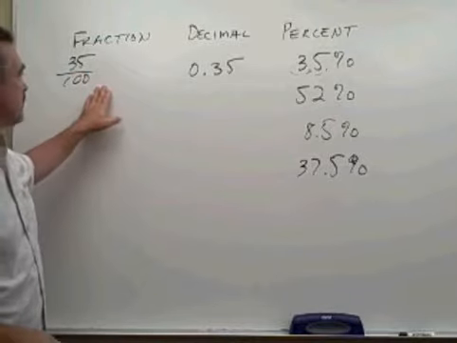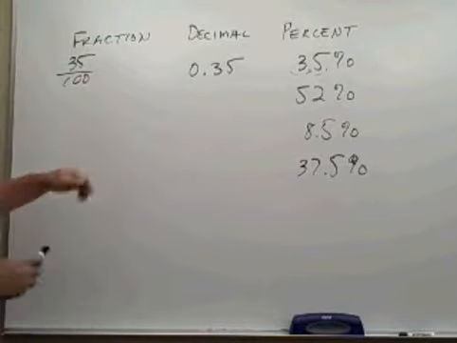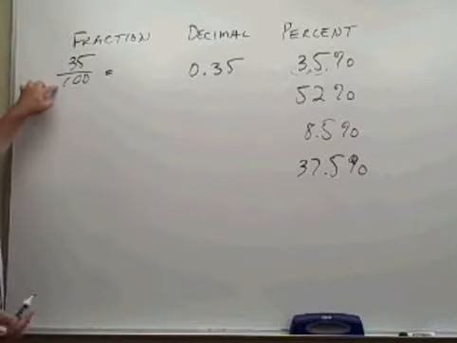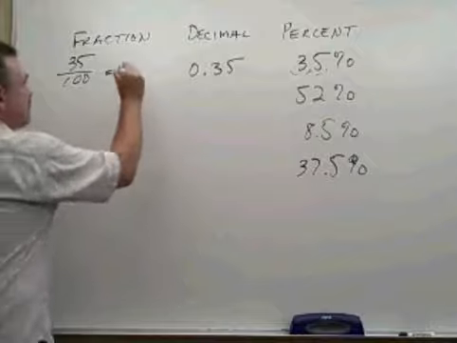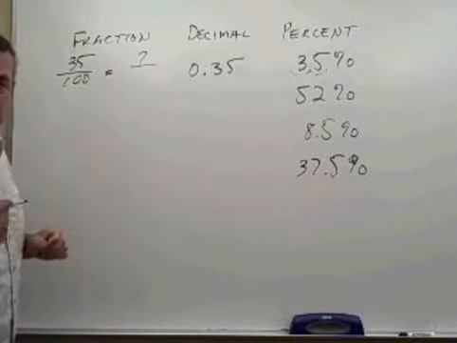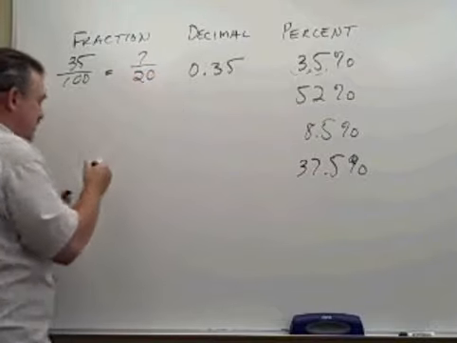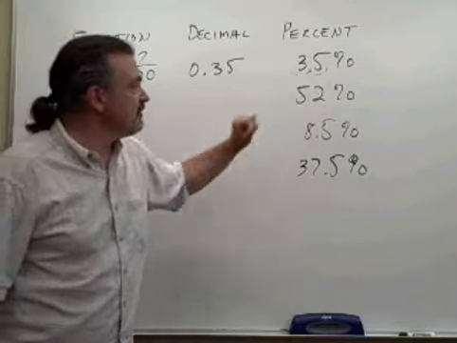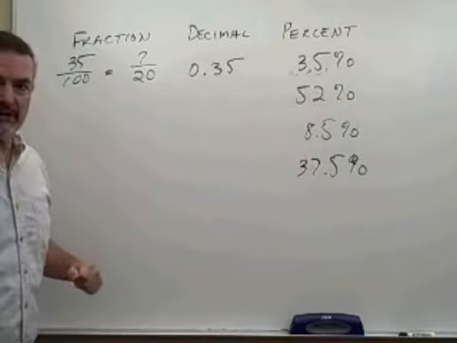So this fractional equivalent becomes 35 over 100, and when I then reduce it, both of those numbers are divisible by 5. 5 goes into 35 7 times. 5 goes into 100 20 times. So the fractional equivalent of 35% is 7/20.